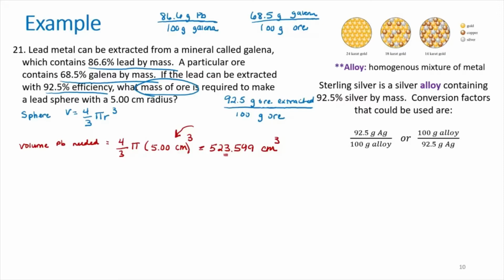Now that I have my volume, I'm going to use the density of lead to figure out my grams. Sometimes you'd have to look these up outside. Again, on an exam, I would give you the density. But density of lead is equal to 11.29 grams per centimeter cubed. It's pretty heavy. A lot of metals have higher densities. So grams of lead needed.